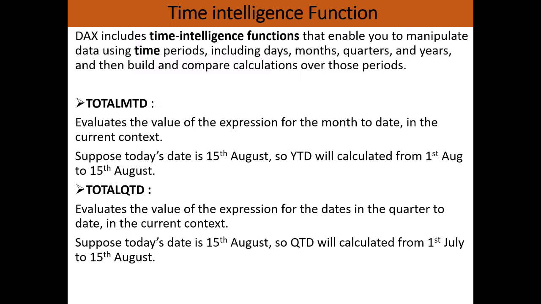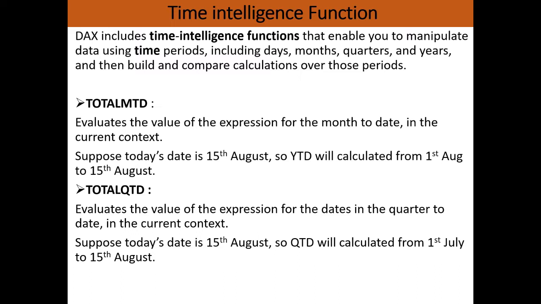Total MTD stands for total month to date. It evaluates the value of expression for the month to date in the current context. For example, suppose today's date is 15th August. So MTD will calculate from the 1st August to 15th August here.